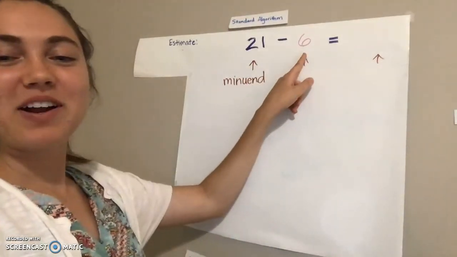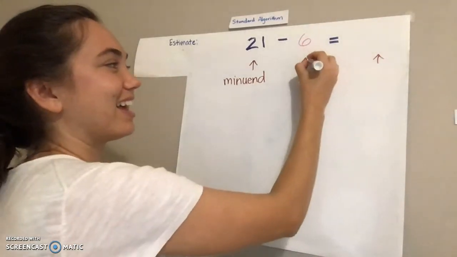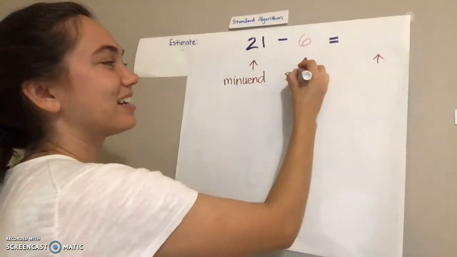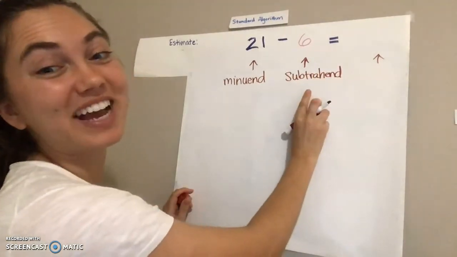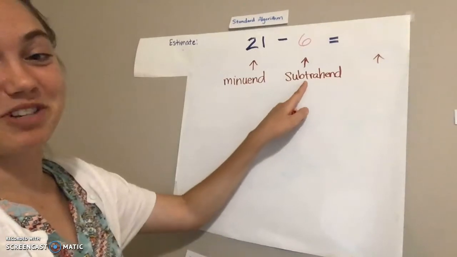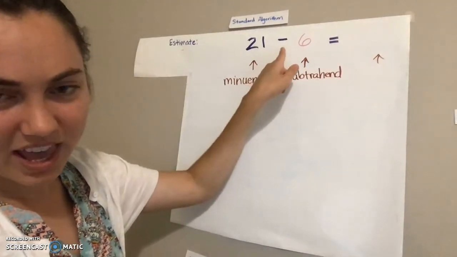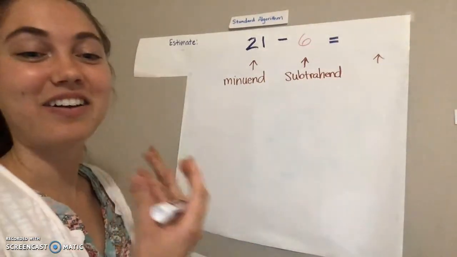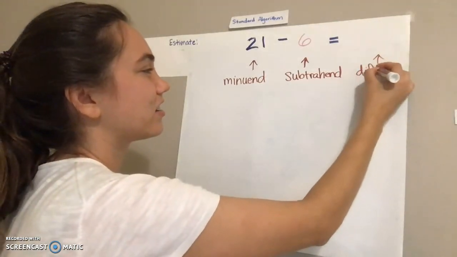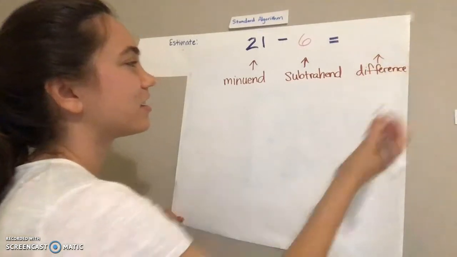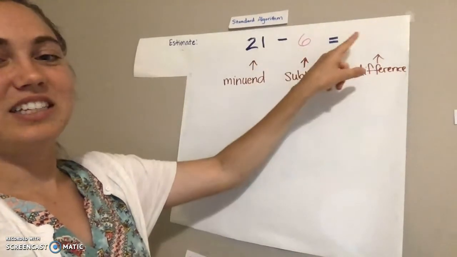What do we call the number that is being taken away? What do we call that amount? The subtrahend. We are subtracting it and taking it away. Our answer when we have a subtraction problem is called the difference. Excellent. So we are going to take away 6 from 21 to find the difference.